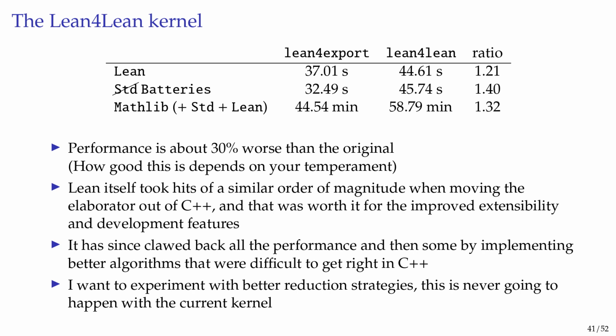Okay, and so one of these examples of better algorithms, I want to experiment with better reduction strategies. The reduction strategy, as I mentioned, is quite naive, and I think it's holding back some kinds of usage of Lean, and this is never going to happen with the current kernel. We really need a better one.